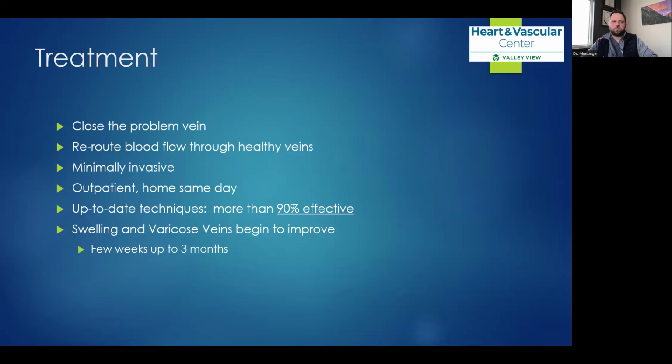This is what we've discussed already, that the goal is to reroute flow through healthier veins and to basically take the problematic vein out of commission. It's a minimally invasive treatment. It's done on an outpatient basis, and patients return home within a few hours. With up-to-date techniques, this is more than 90% effective. And we frequently see that the swelling and the varicose veins begin to improve over the subsequent weeks.